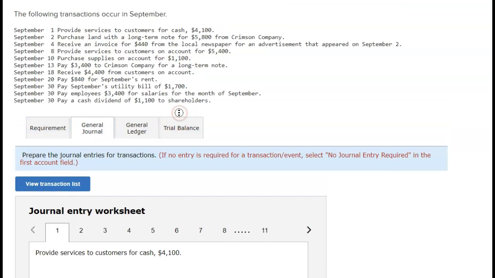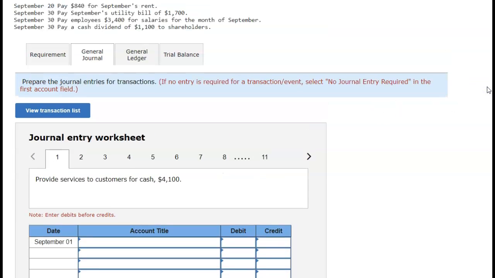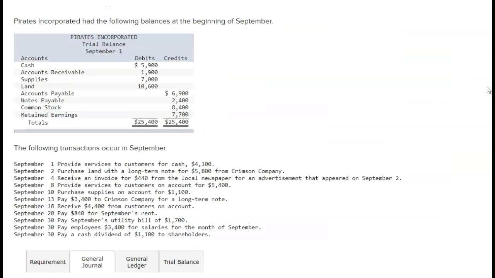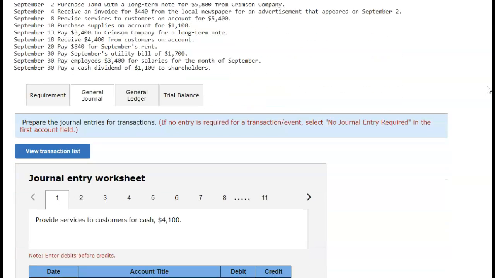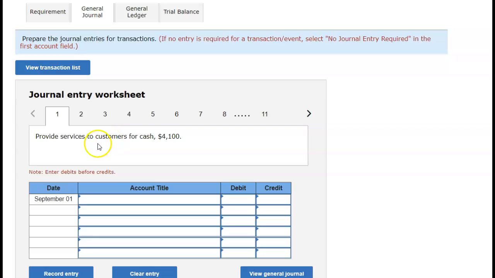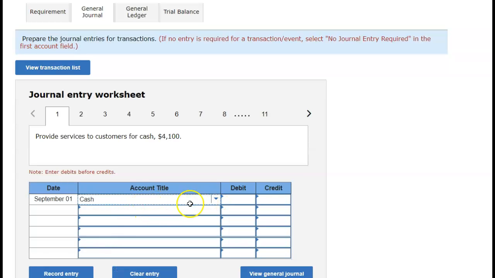Let's slide up here so we can read this. They're going to give us the transactions here, so this should be pretty straightforward. Provide services to customers for cash for $4,100. All right, I like to do the easy part first. We're getting cash. Cash is an asset. It increases with a debit. So I'm going to put 4,100 in here.